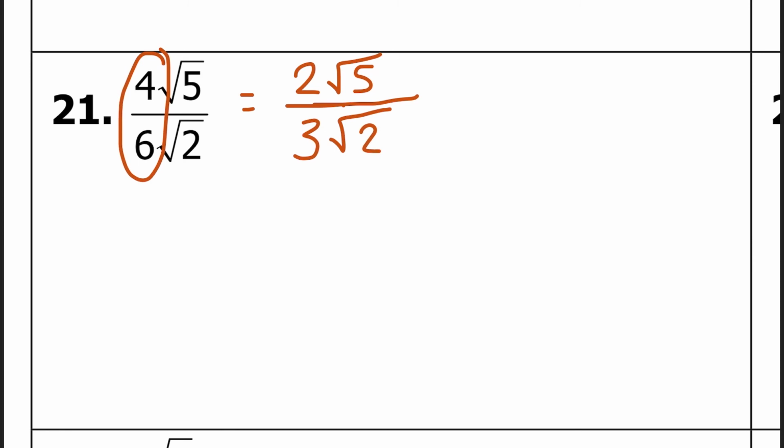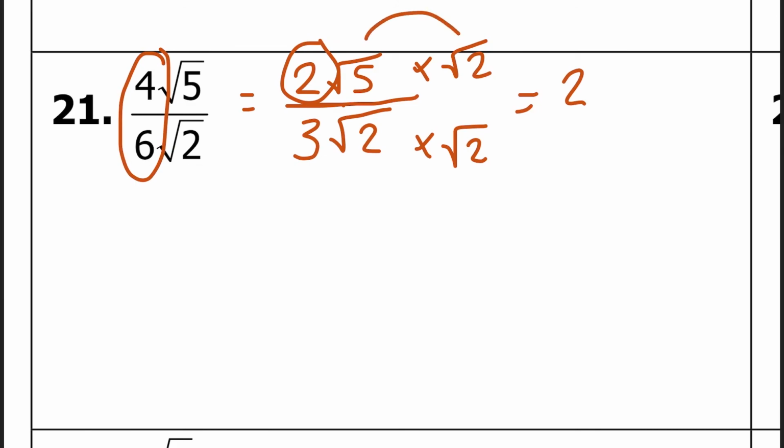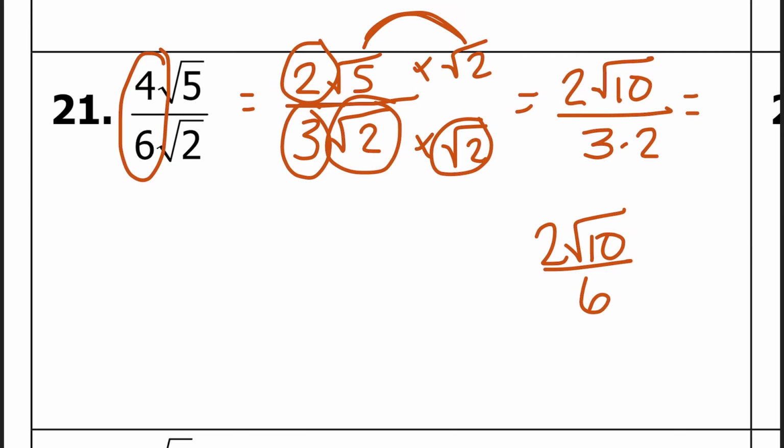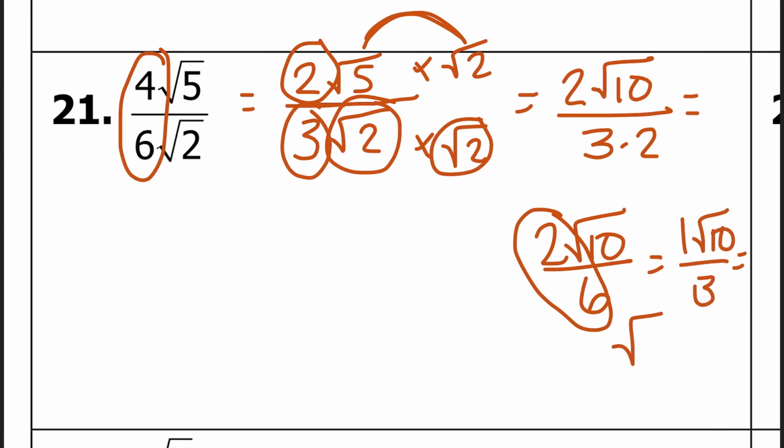Now I don't want the square root of 2 in the denominator, so I'm going to multiply both by square root of 2. This 2 will stay. These 2 multiply together to become root 10. This is going to stay. These 2 will multiply together to make 2. Now I can simplify again because 2 divided by 6 is 1/3. So this is going to be square root of 10 over 3.